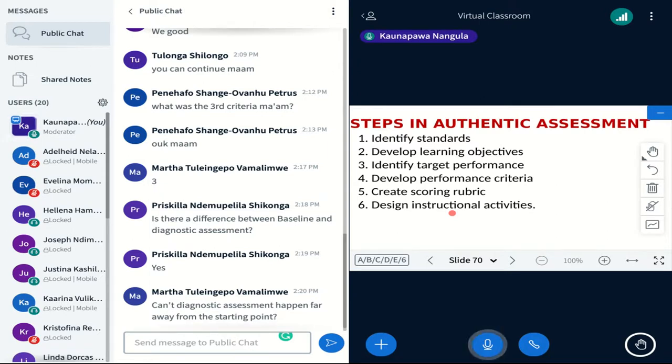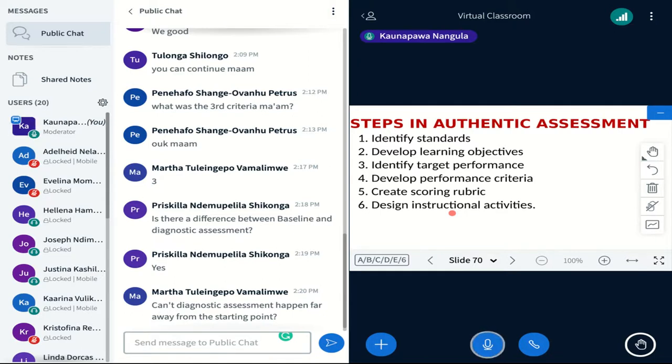All right. So what criteria are you going to use to assess the learner's performance? And then develop learning objectives. And then number 3, identify the target performance. So what learning objectives do you want the learners to develop? And then identify the target performance. What kind of performance are they going to do? And then you need to develop the performance criteria. So which criteria are you going to really assess your learners?